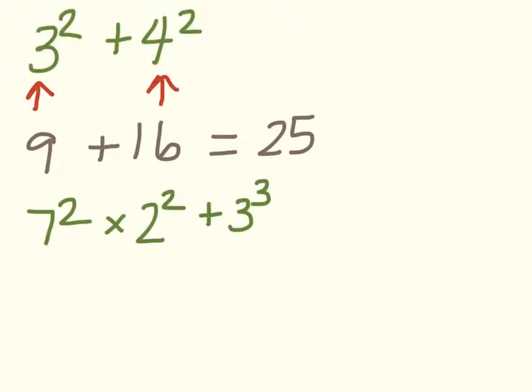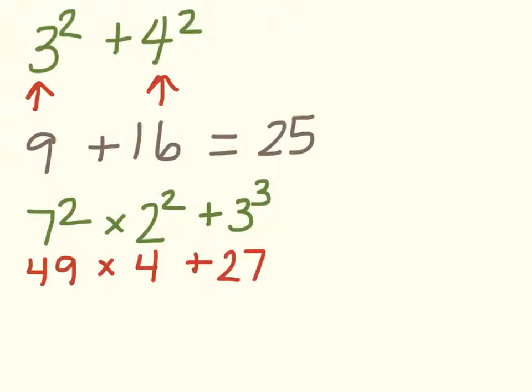The next problem asks us to find the value of 7 squared times 2 squared plus 3 cubed. Okay, so follow PEMDAS. First, we're going to work our exponents. 7 squared equals 49. Bring down the multiplication sign. 2 squared equals 4. Bring down the plus sign so we don't lose it. And 3 cubed equals, 3 times 3 is 9, 9 times 3 is 27.